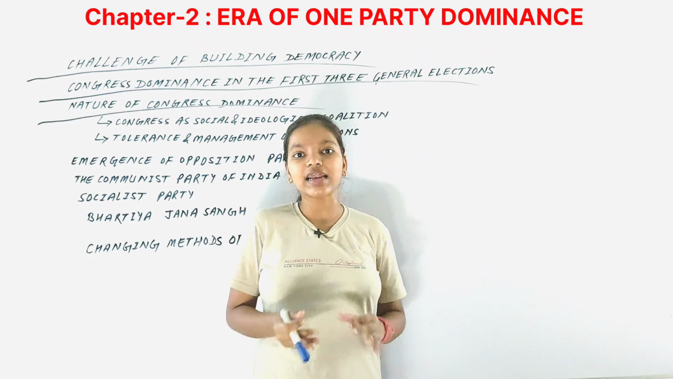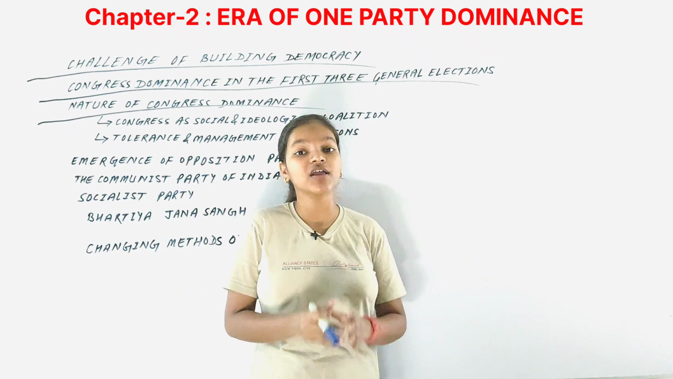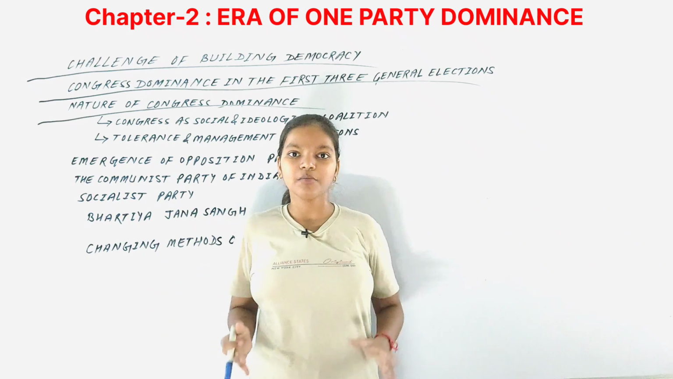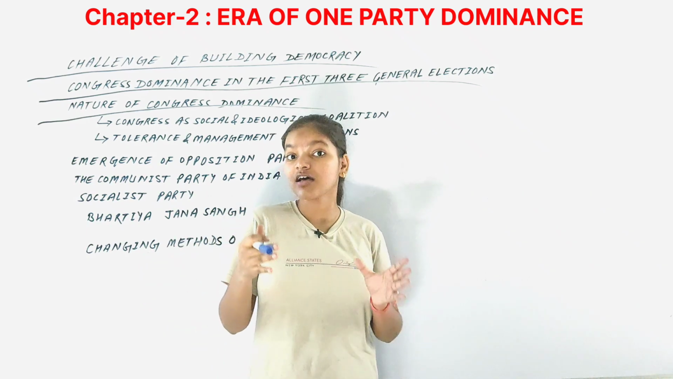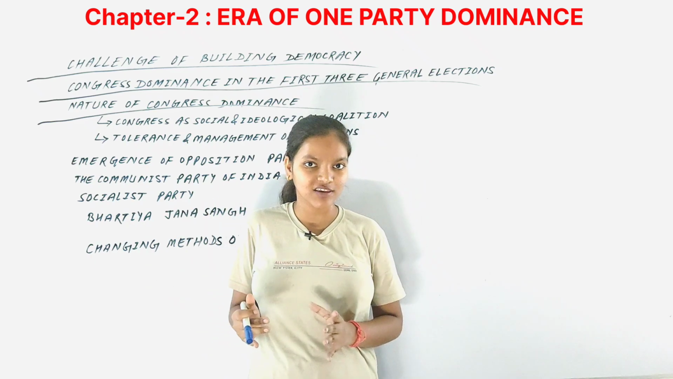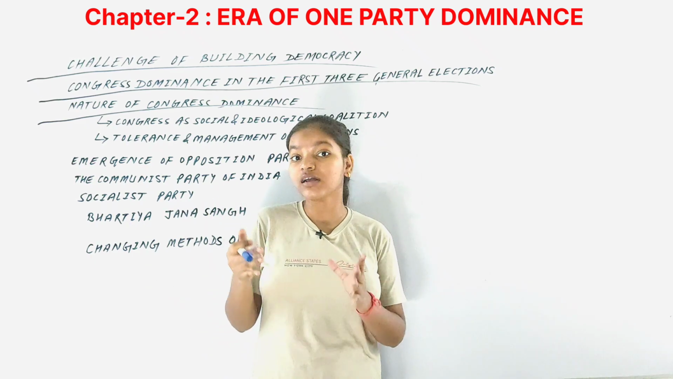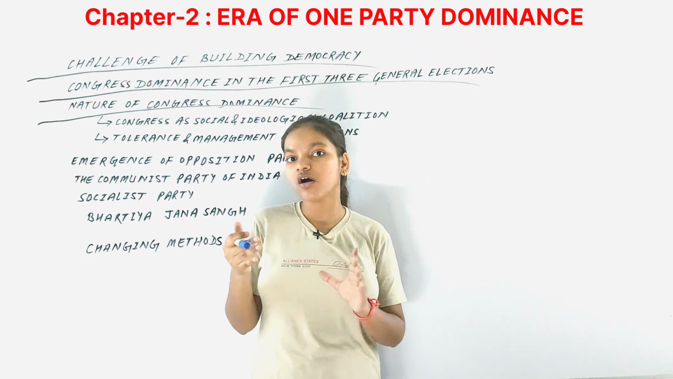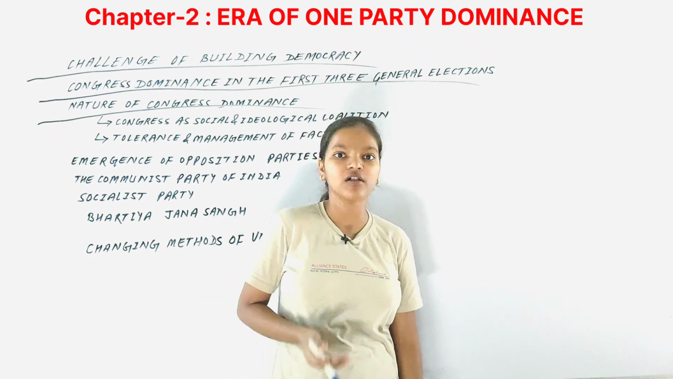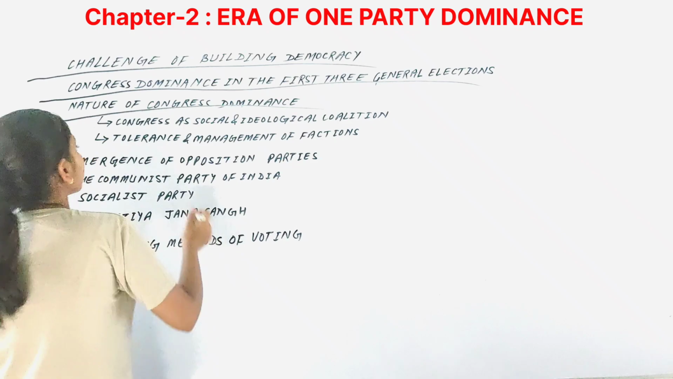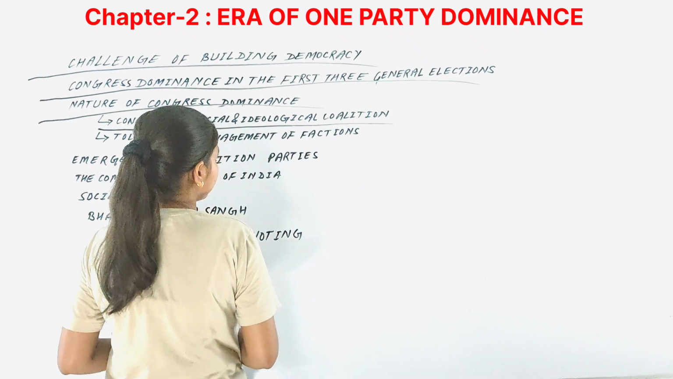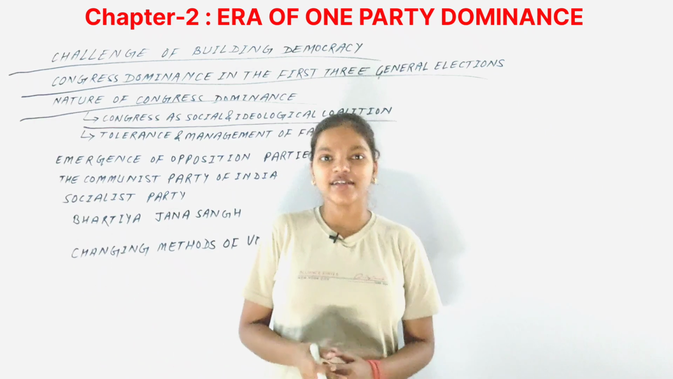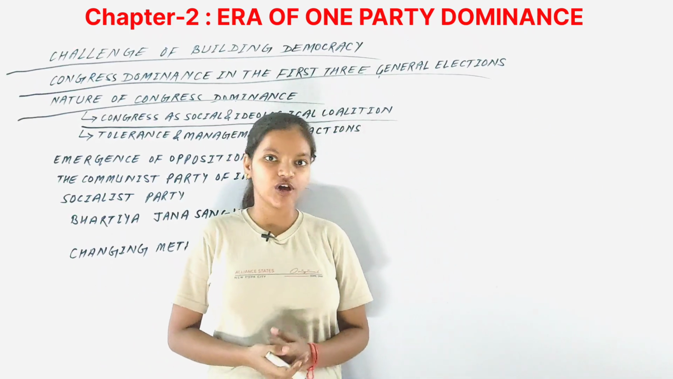And if we talk about the structure of the National Congress, we already know that it was such a large party that it was considered a very big inclusive party, because it was established not just as a political party, but as a national movement. So let's see the nature of the Indian National Congress as well, with the subtopic that is Congress as a social and ideological coalition.